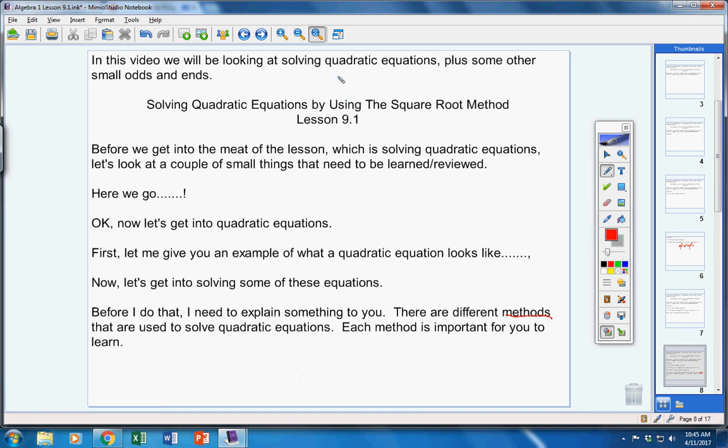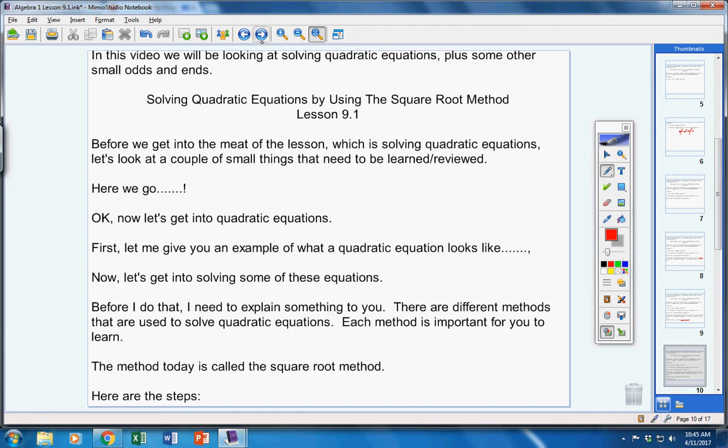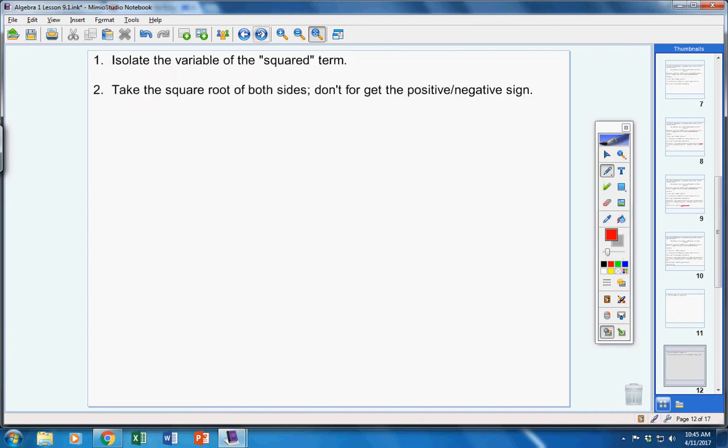You can tell by the heading today, we're going to use the square root method today, okay? So make sure you understand this is only one method out of quite a few methods we're going to learn. So this method is called the square root method. Here are the steps. Please copy these down. I am going to continue on, so you might have to pause the video.